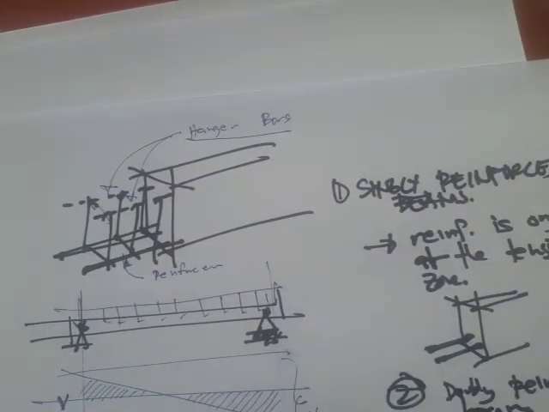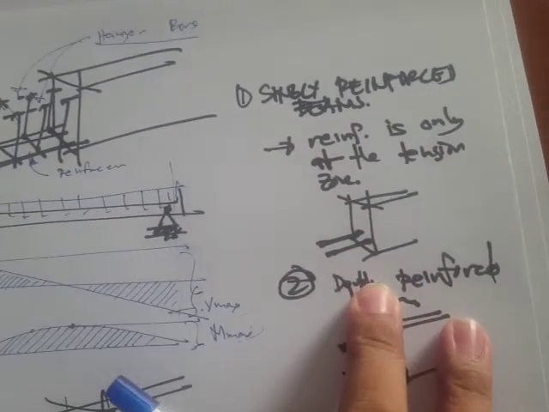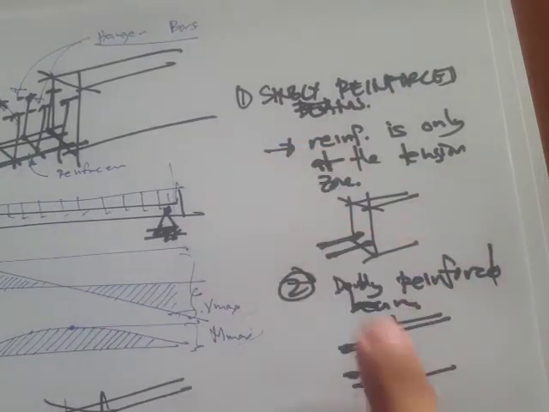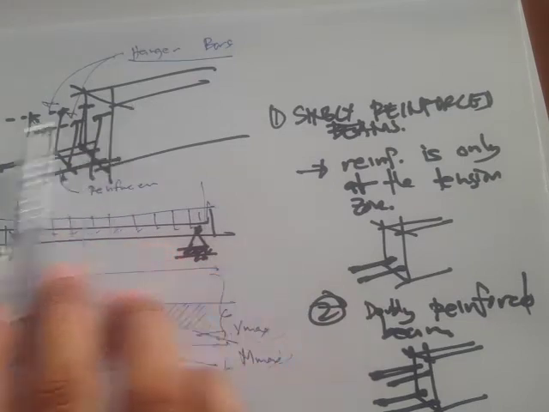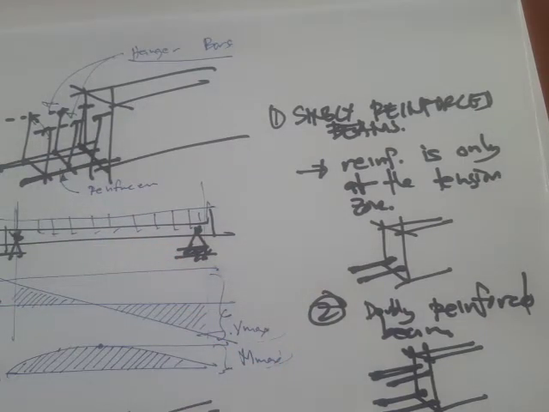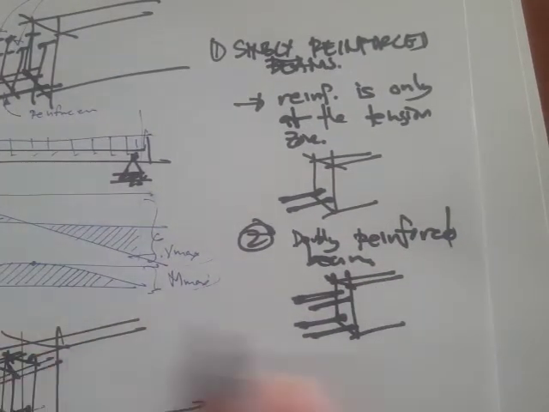Okay, so again, the difference is the reinforcement. If we're designing it to be reinforced in the tension zone, then that's going to be singly reinforced. But if we take into account the capacity provided by the top bars, then that's going to be a doubly reinforced beam.